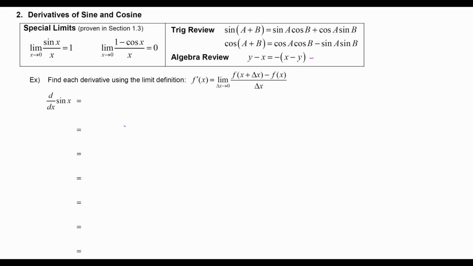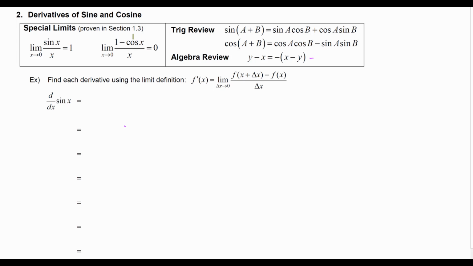Now we're going to find out what the derivative of a sine function is and what the derivative of a cosine function is. And in order to derive the derivative of sine x and the derivative of cosine x, we need quite a bit of knowledge here. First of all, we need these special limits that we learned from section 1.3.